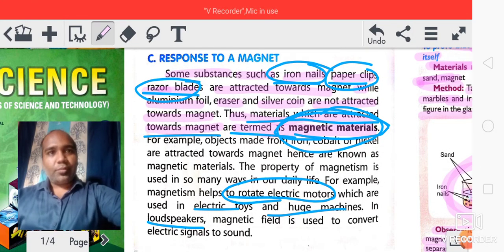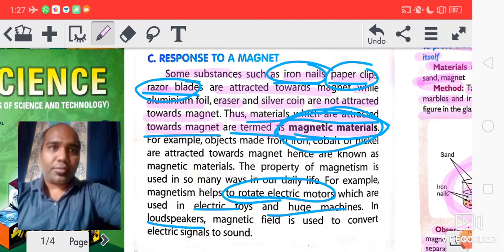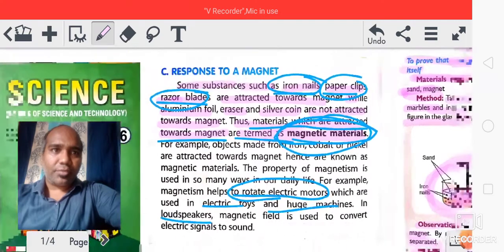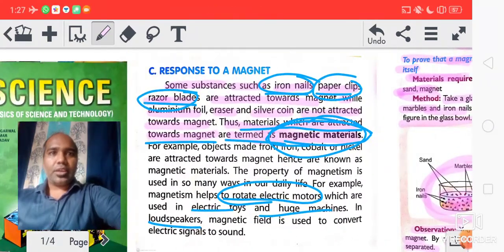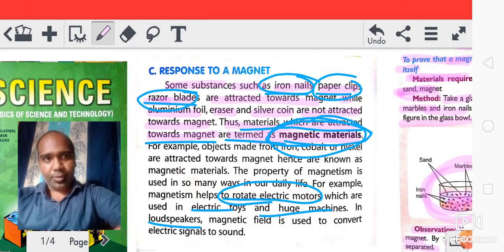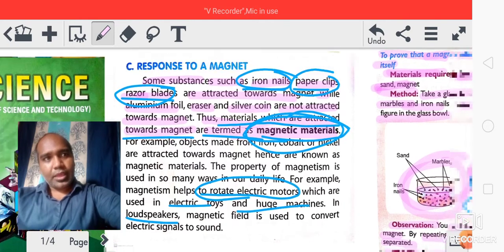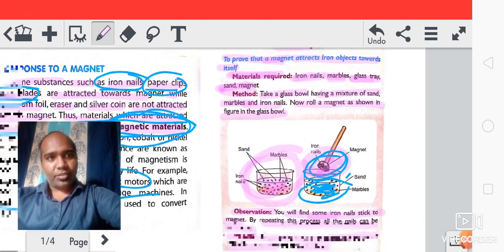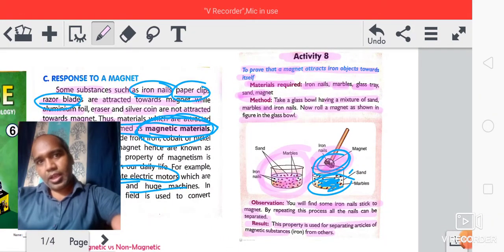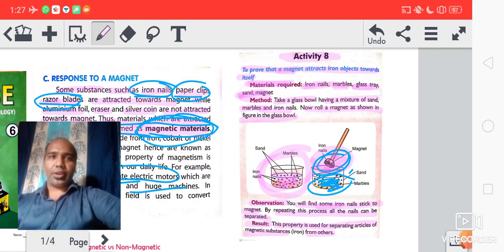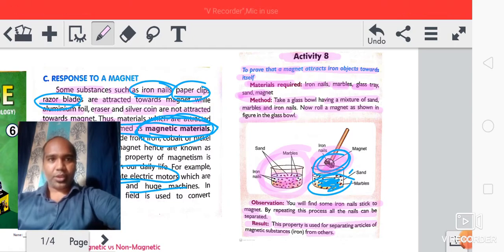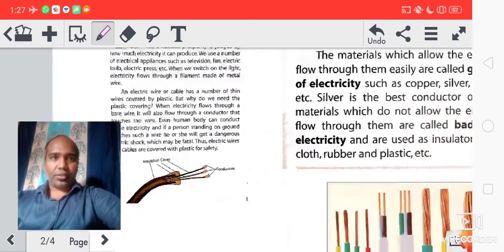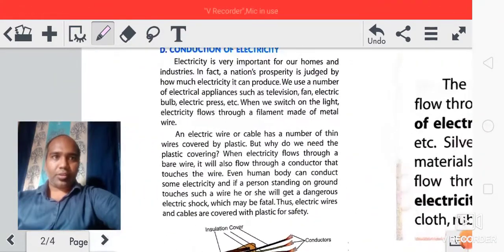Okay, so today we are going to study science, chemistry. We are going to proceed with chemistry, and yesterday we studied this part, that is response to a magnet. This part we have already studied. Now, this activity we have also discussed, how a material is magnetic or non-magnetic. Okay. Now, today we are going to discuss this part, that is conduction of electricity.